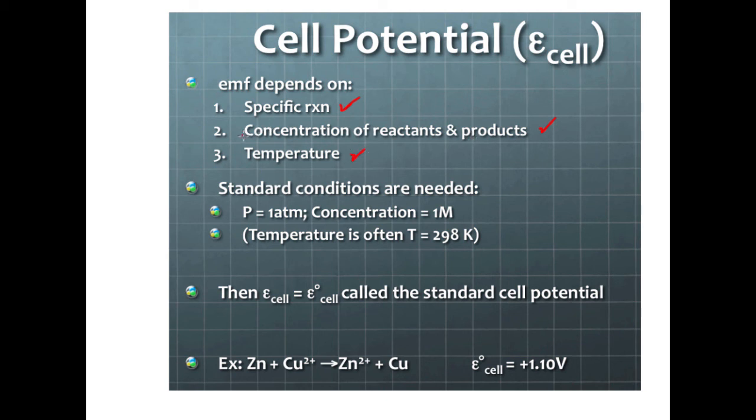So since concentration and temperature have an effect, we're going to have to use standard conditions again. So pressure is 1 atm, concentrations are 1, so therefore all concentrations would be unified. Our temperature is often 298, but as we saw in thermodynamics, temperature can vary and it will change. So we're going to take our cell potential and make it the standard cell potential. You're going to see this little degree symbol quite often when we write these out. So our cell voltage for the zinc copper one is going to be 1.1 volts.